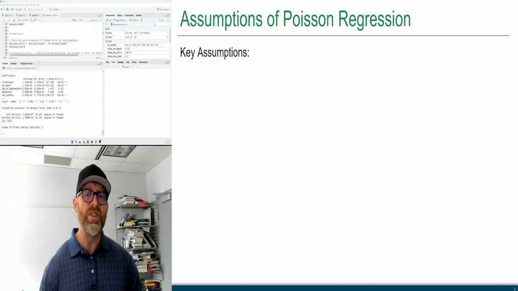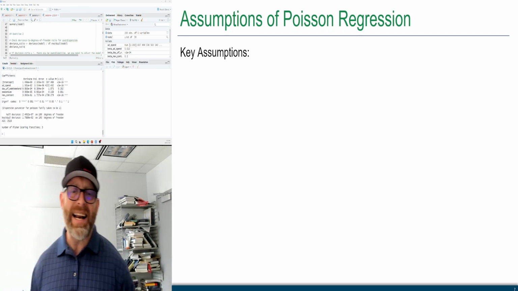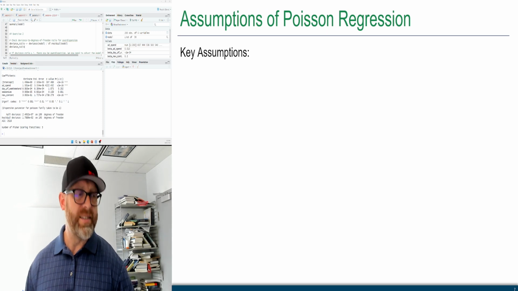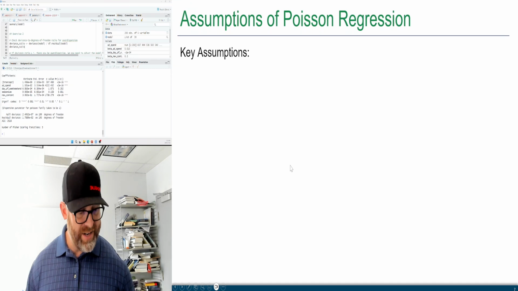All right, so Poisson regression comes with certain assumptions about the data that we need to check before applying the model. What are the assumptions? The couple of key assumptions here that we need.